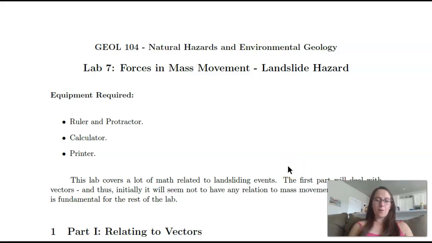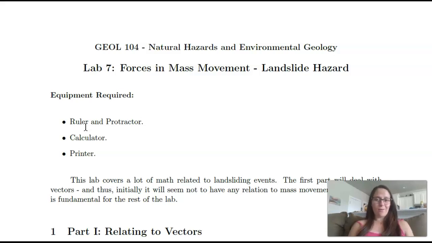Hey class, this is a little help session on Lab 7, which is Forces in Mass Movement, otherwise called Landslide Hazard. For this lab, these are the different things that you'll need. If you don't have them, make sure that you borrow them from somebody, or you can even do them by printing them. So you can literally print out a protractor and a ruler from the internet. The ruler must be in millimeters, just so you know, for exact measurements.